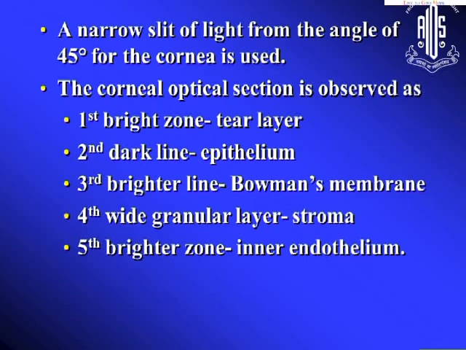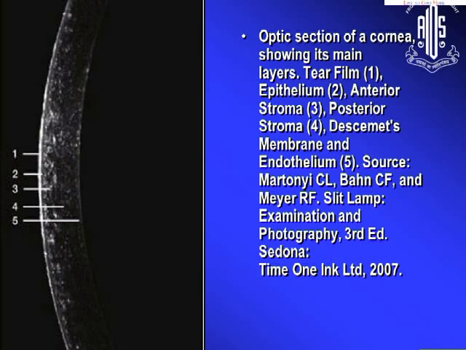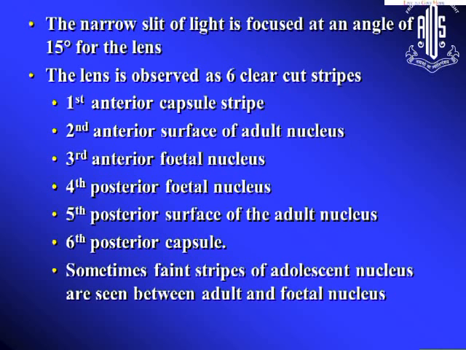The narrow slit with light at an angle of 45 degrees is used mainly for the cornea, and the various zones you will see in the cornea, starting from the front, are first the layer of the tear film, then epithelium, then anterior stroma, the posterior stroma, and at the end you will see the Descemet's membrane and the endothelium. With the different layers, you can see the pathology and at what depth the pathology is.